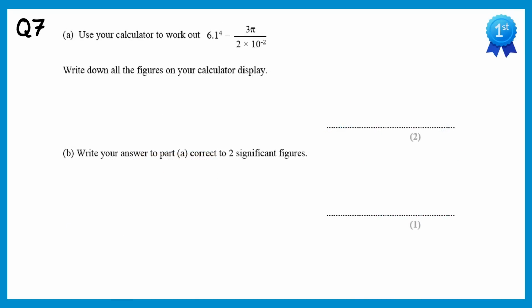If you type this calculation into your calculator exactly as it is, you'll get 913.345202. Now just make sure you write down all of the figures from your calculator display, as it asked in the question. For the second part, we need to round this number to 2 significant figures. The second significant figure here is this 1. So we look after the 1, which is a 3, which means we'll round down. So to 2 significant figures, this would be 910.